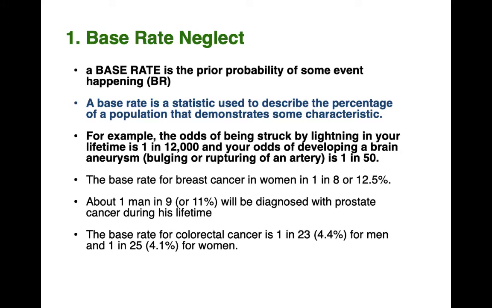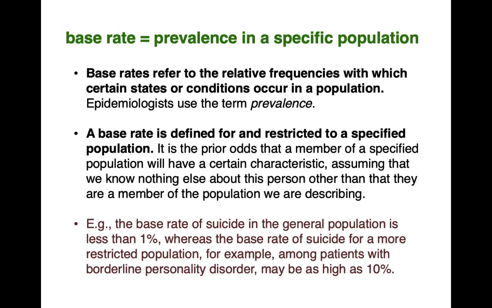The base rate for colorectal cancer is 1 in 23, 4.4% for men, and 1 in 25, 4.1% for women. Base rate is identical with prevalence, the prevalence of a specific trait in a specific population. Base rates refer to the relative frequencies with which certain states or conditions occur in a population. Epidemiologists use the term prevalence. A base rate is defined for and restricted to a specified population.